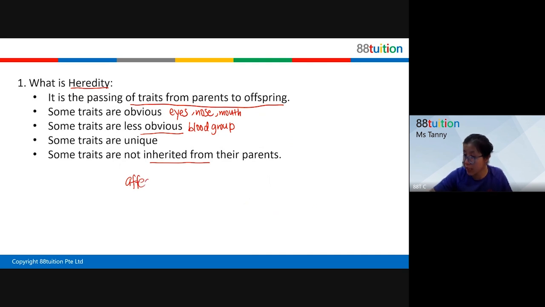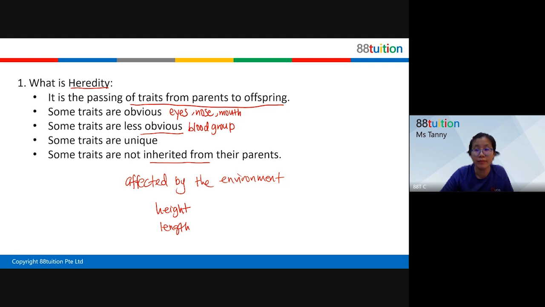Okay, it can be affected by the environment. So for example, let's say the height of a person, or your hair length. Okay, these can be affected by the environment. So for example, let's say my husband, his papa and mama are all very short, but he's very tall. But last time the people were shorter.